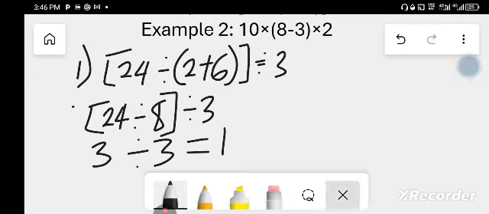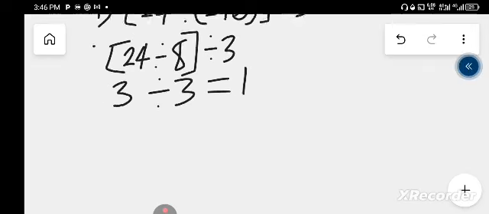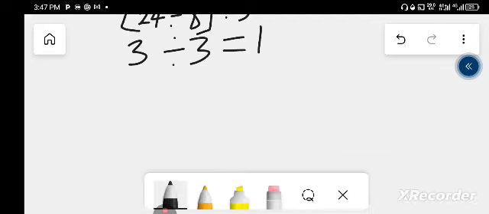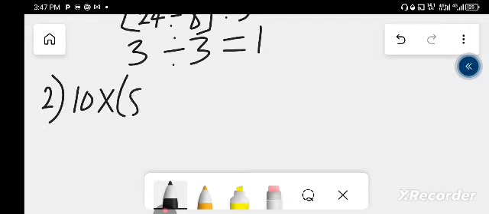That takes us to example 2. In example 2, we have 10 multiplied by, open the bracket, 8 minus 3, close the bracket, multiply by 2. So we need to solve the brackets, because in BODMAS, B represents bracket and bracket comes first. So we have to solve the bracket first.